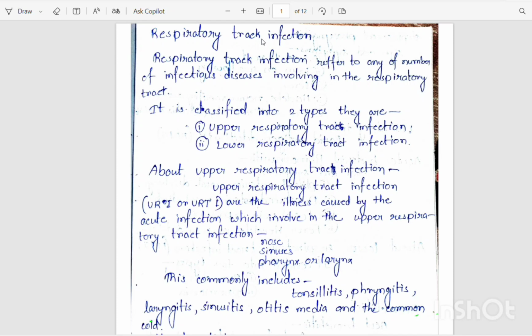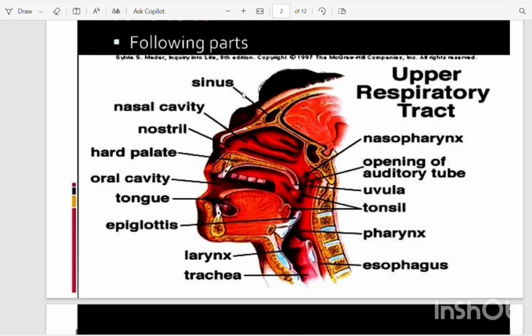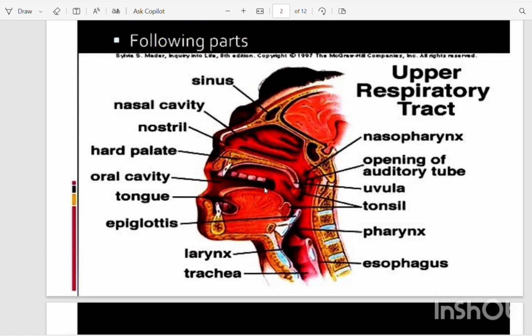So at first we have to know about the respiratory tract. What is the respiratory tract? Here you can look. This is called the upper respiratory tract. Here you can see the upper respiratory tract. This is called the sinus. Here this is the nasal cavity, nostril, this one.